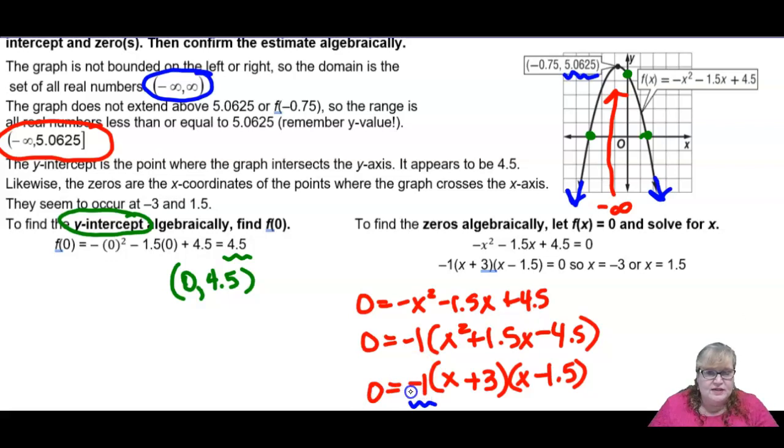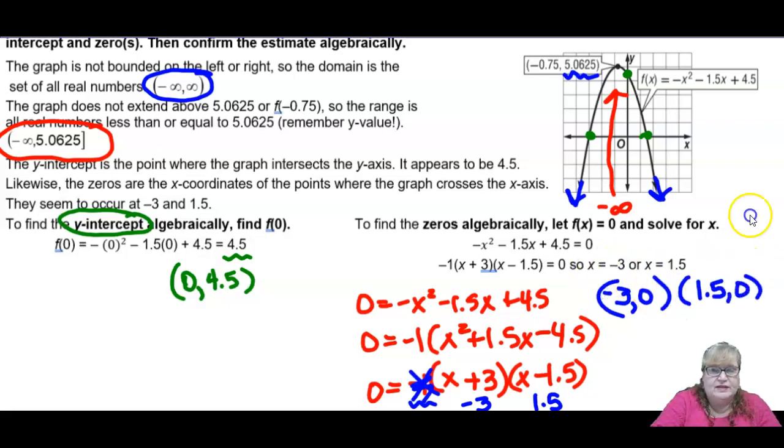It's just a constant. It actually reflected the graph upside down. So that is not one of the zeros, okay? I probably shouldn't have scribbled that out. Anyway, -3 and positive 1.5 would make the function equal to 0. If we put a -1 in, it would not. So there are two x-intercepts at (-3, 0) and (1.5, 0), or you could just write them as a list like they did.